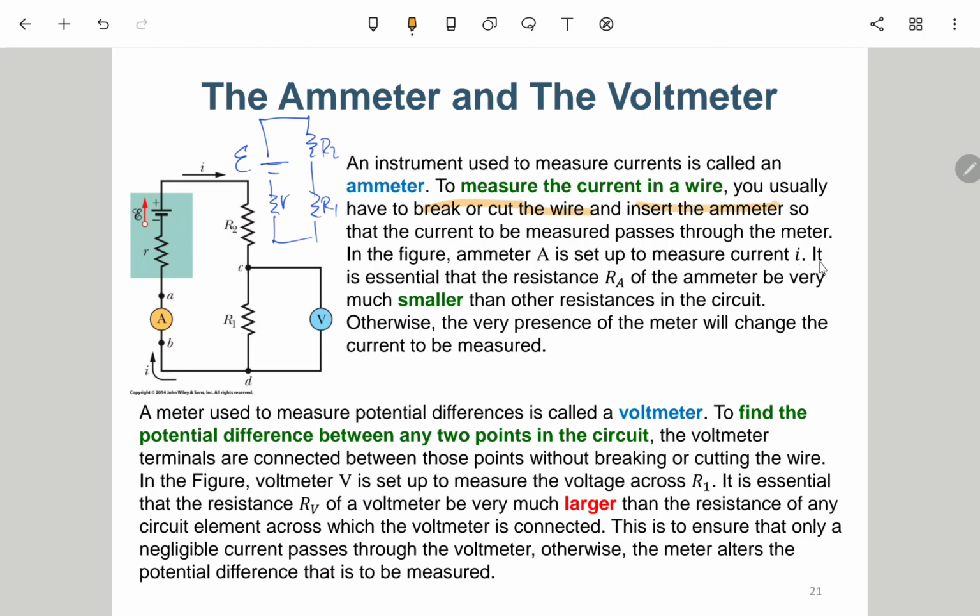It also mentioned that it is essential that the resistance RA, since this is a device, it should have some internal resistance. You can consider it RA. This RA should be very, very small, much smaller than the total resistance of the circuit. Otherwise, the very presence of the meter will change the current to be measured.